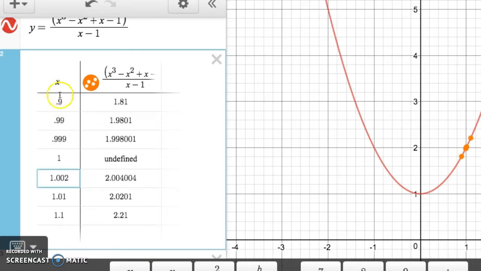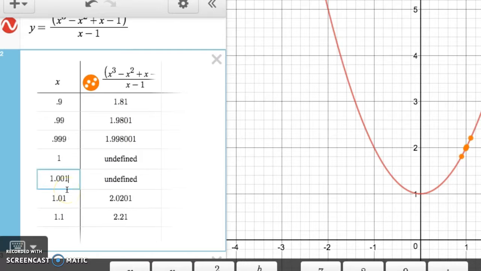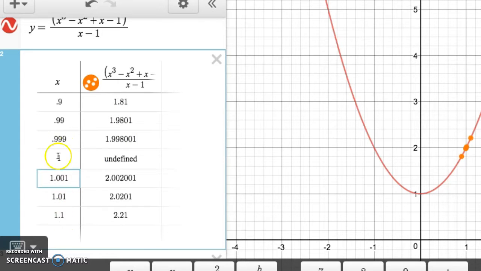And I can see as the numbers increased towards 1, the y values increased towards 2, because I have 1.98, 1.998. And then as the x values decreased towards 1, the y values decreased towards 2.